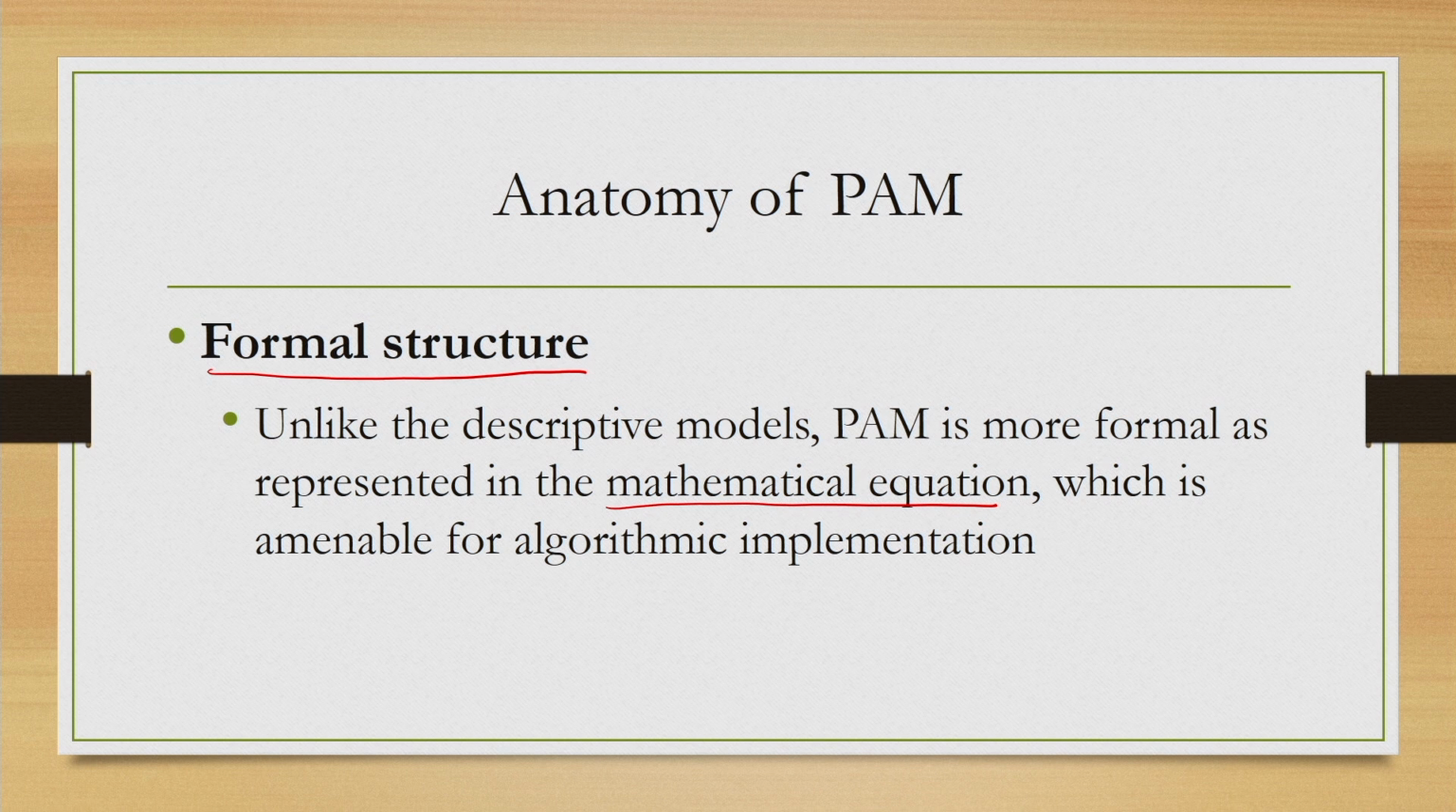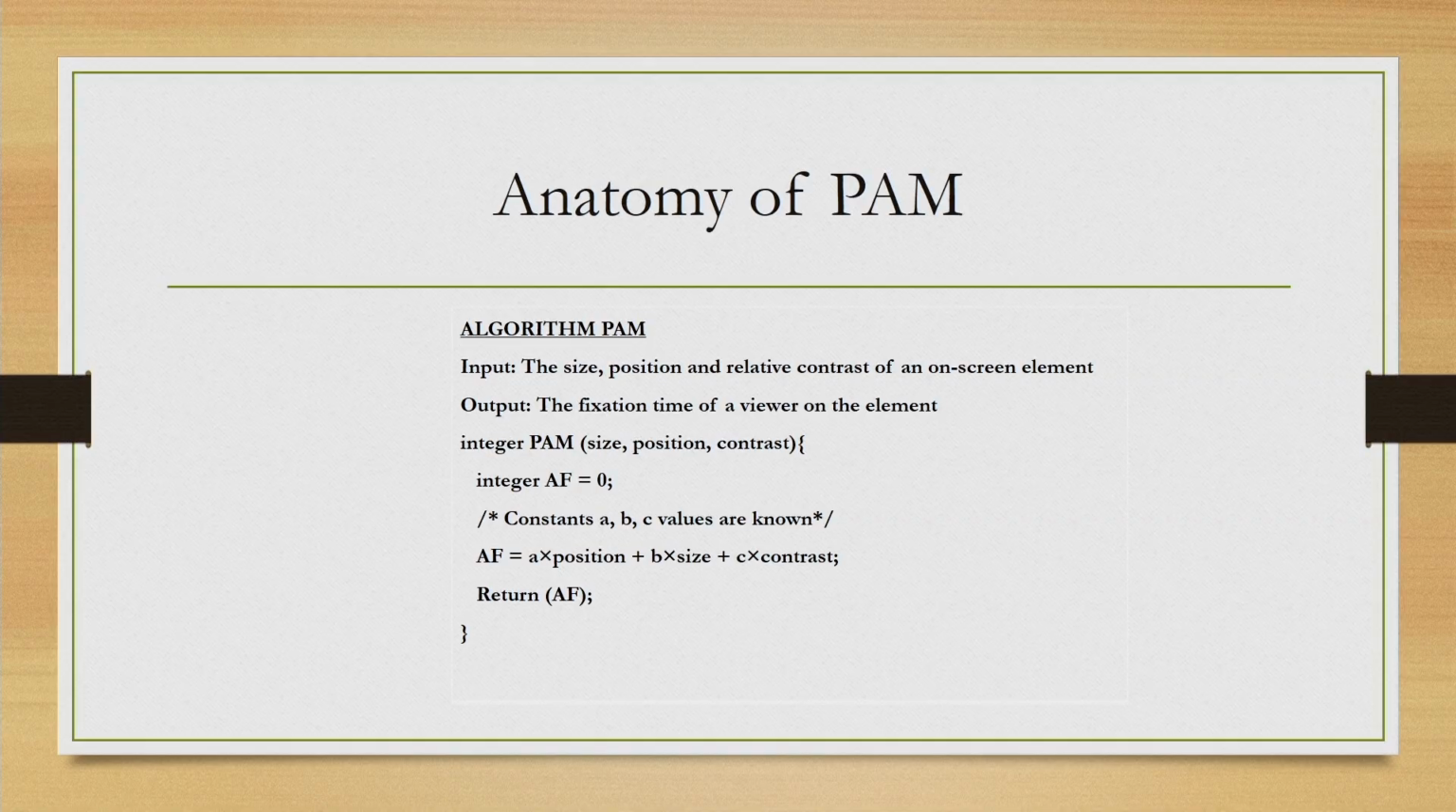And why do we need this formal structure? So that we can actually implement this model as an algorithm or as a program in the computer. For example, this is a simple pseudocode for implementing the PAM model, or we can call it the algorithm for implementation of PAM, where we have input, which is the size, position and relative contrast of an on-screen element, and the output is the fixation time of a viewer on the element.